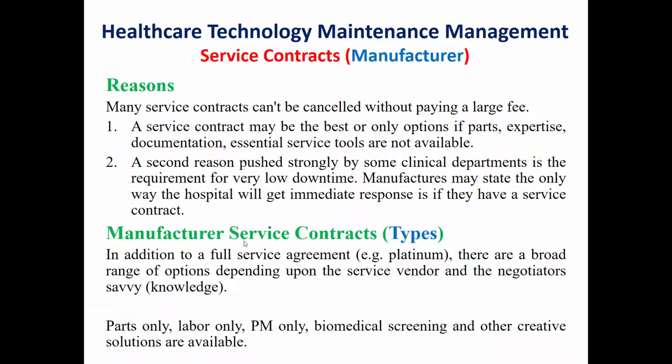There are many subtypes of these service contracts. We have the platinum or the full service agreement. We have also the silver and gold. We have different scenarios. For example, we have manufacturer service contracts which cover only parts, or only labor, or PM only, and other creative solutions are also available.